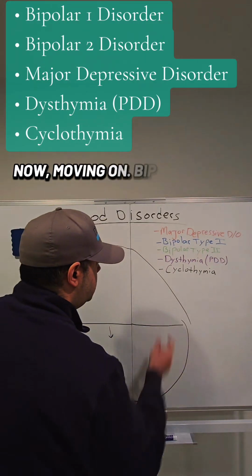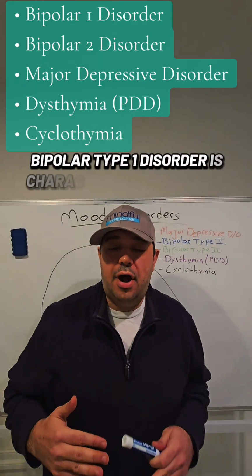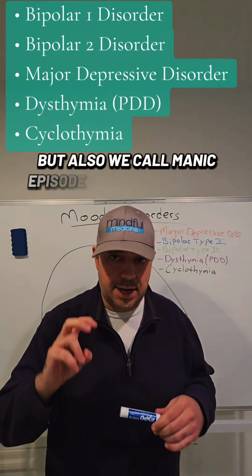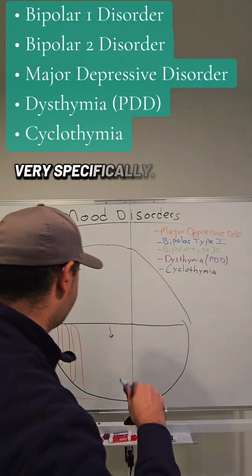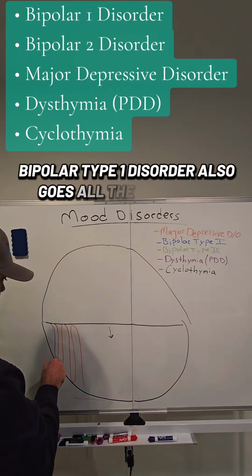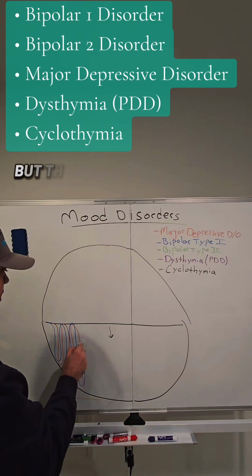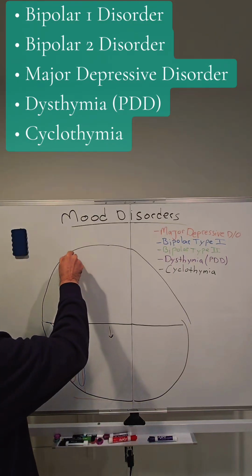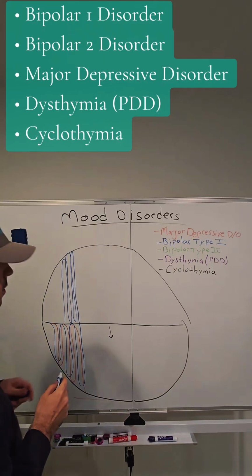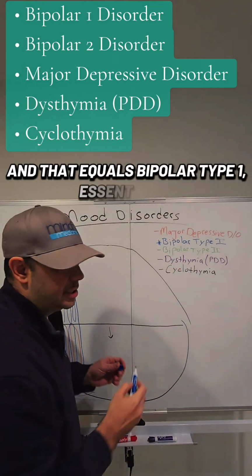Now, moving on. Bipolar type 1 disorder. Bipolar type 1 disorder is characterized by dips in depression, very similar to major depression, but also what we call manic episodes that are defined very, very specifically. And so you can visualize it like this. Bipolar type 1 disorder also goes all the way down. Same idea, but they also will go all the way up, and they can be up here also. Okay? So they can be there, and that equals bipolar type 1, essentially.